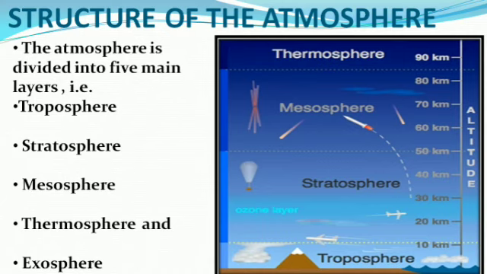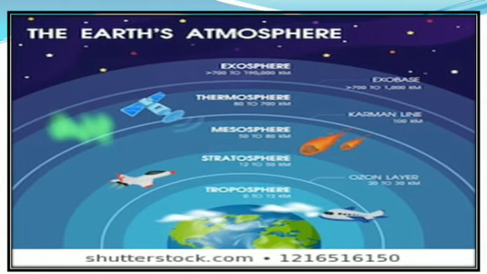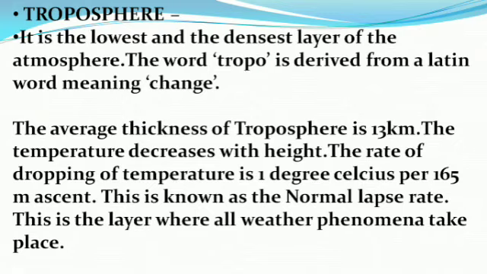Let's see structure of the atmosphere. The atmosphere is divided into 5 main layers, that is troposphere first, second is stratosphere, third is mesosphere, fourth is thermosphere, and exosphere is the last. This is the picture which is showing you the different strata of the atmosphere.